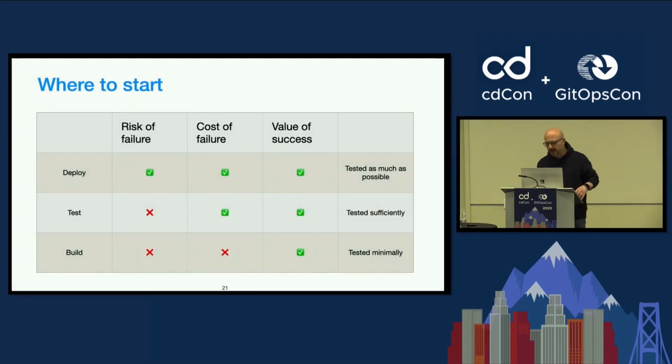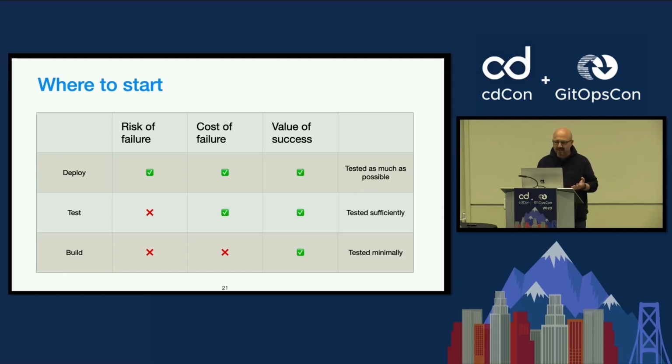So just to recap this part: deploy has a higher risk of failure because it's dealing with different environments and different configurations, and everything has to go right. The cost of failure is bigger, and the value of success is high, because the end user is using the app. Otherwise, the end user is not able to use the app.